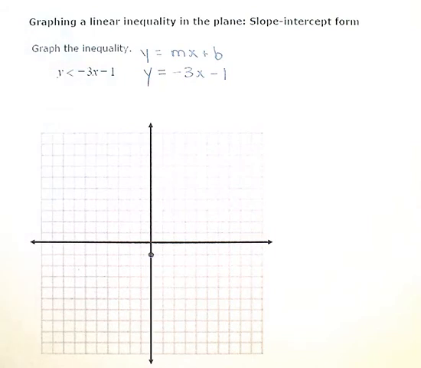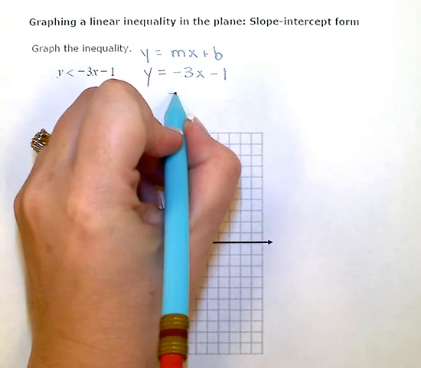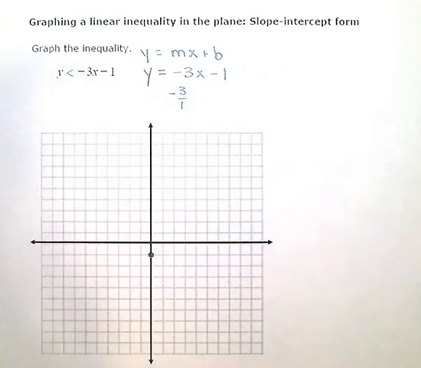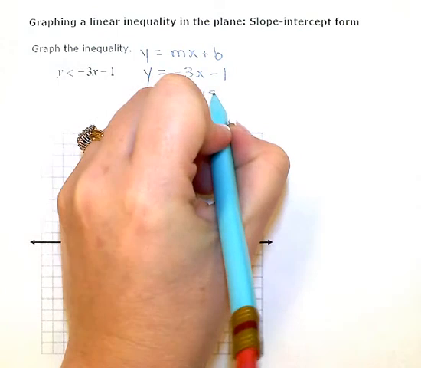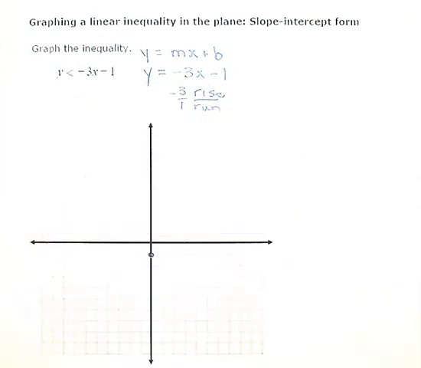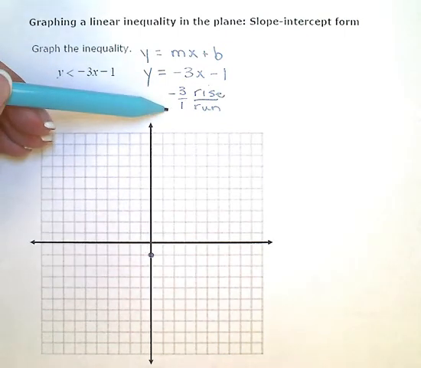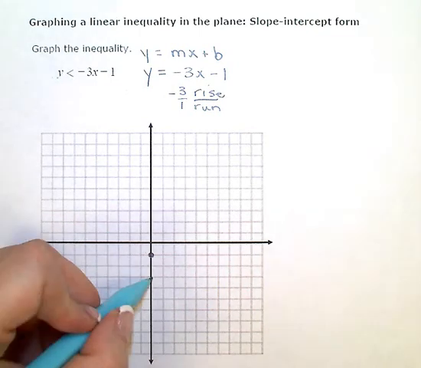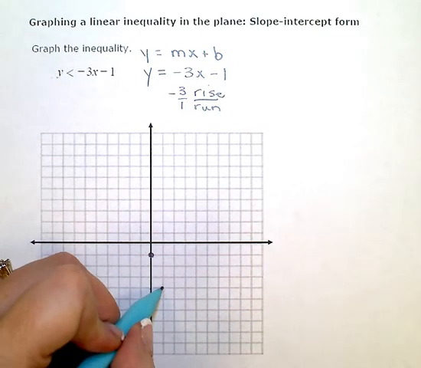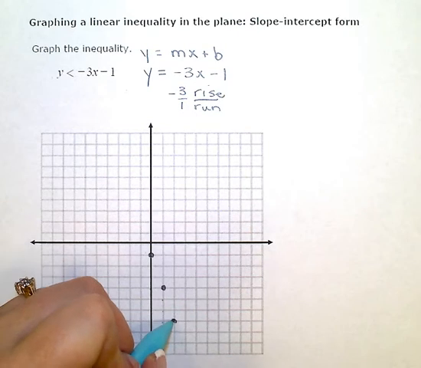So I'm going to use that slope now to get some other points on my line. As a fraction, this would be negative 3 over 1. Slope is rise over run. So from this y-intercept value, I'm going to go down 3 over 1, down 3 over 1, down 3 over 1. Do this a few times.